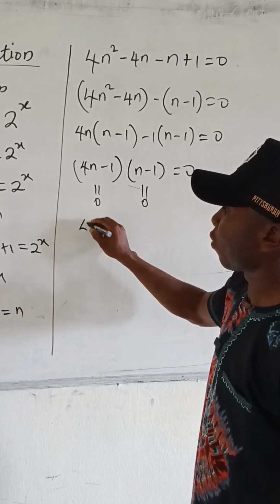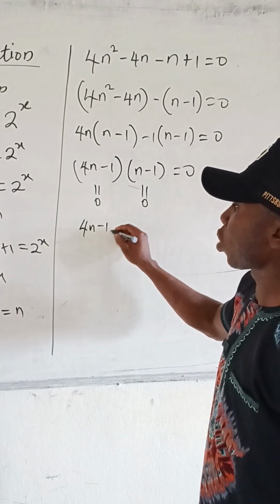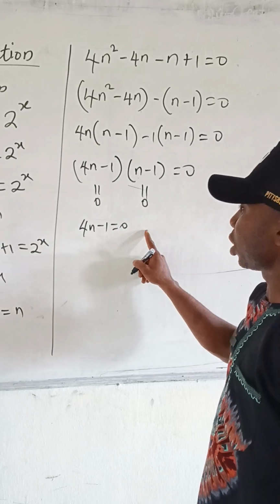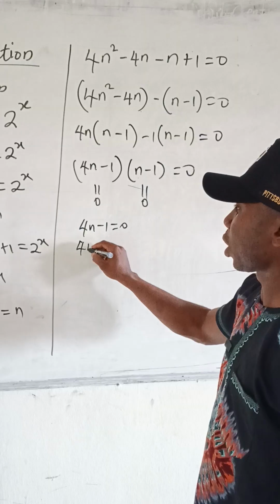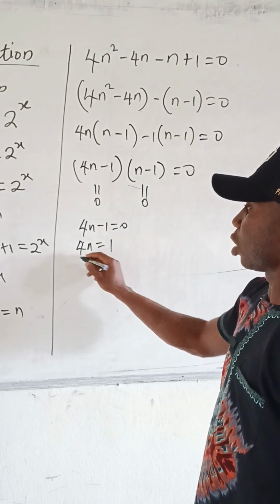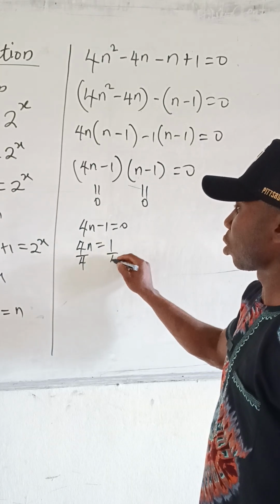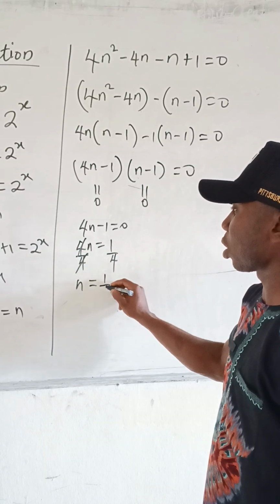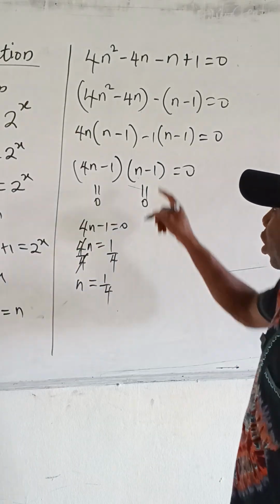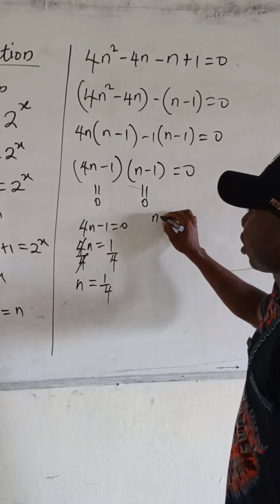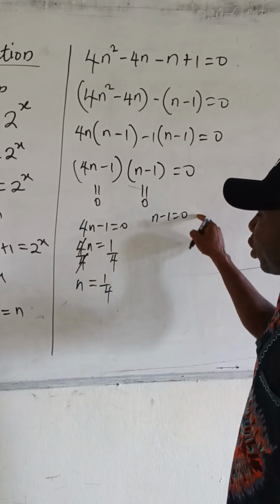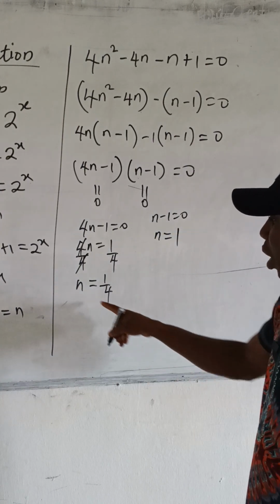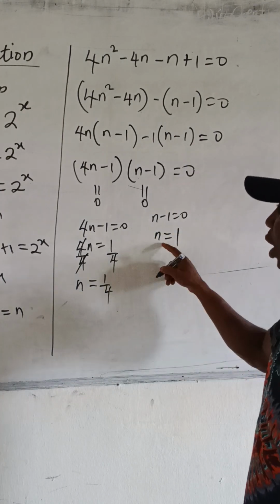So when we do that, we have 4n minus 1 equal to 0. That means you can take minus 1 to the other side, so you have 4n equal to 1. Divide both sides by 4, and your n will become 1 over 4. Now let's consider the other case, when n minus 1 equal to 0. If we bring this one to the other side, it means n is equal to 1. So our n is equal to 1 over 4 or n is equal to 1.